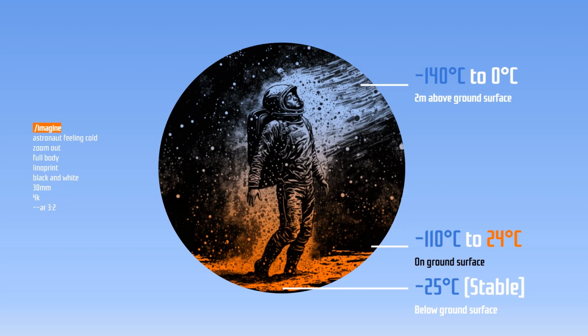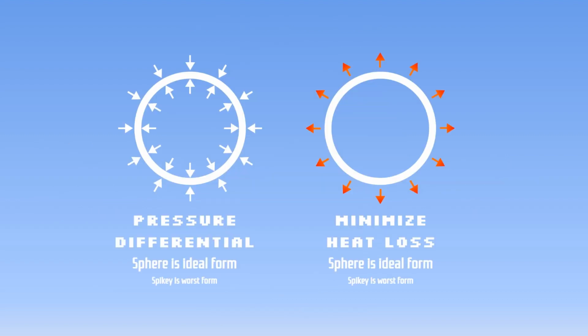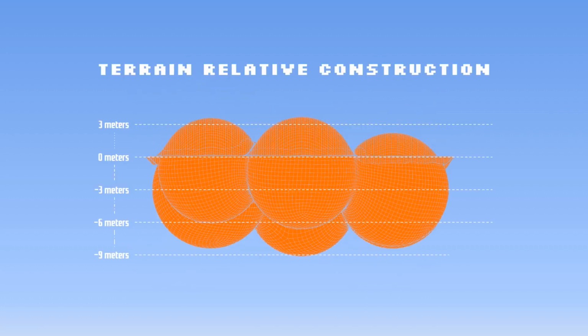Our main idea arises from the colossal temperature difference on ground level and 2 meters above ground level on Mars, referring to a state of the art illustrating where people will spend most of their time during day and night. We chose this sphere form for pressure differential matters and to minimize heat loss.